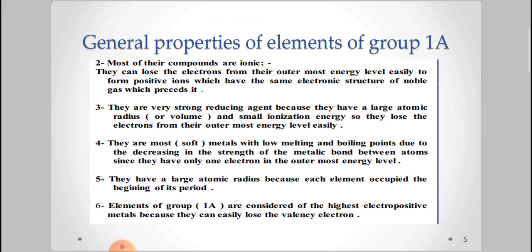Number 4, they are soft metals with low melting and boiling points due to the decrease in the strength of the metallic bond between atoms, since they have only one electron in the outermost energy level. Number 5, they have a large atomic radius because each element occupies the beginning of its period. Number 6, elements of group 1A are considered the highest electropositive metals because they can easily lose the valency electron.